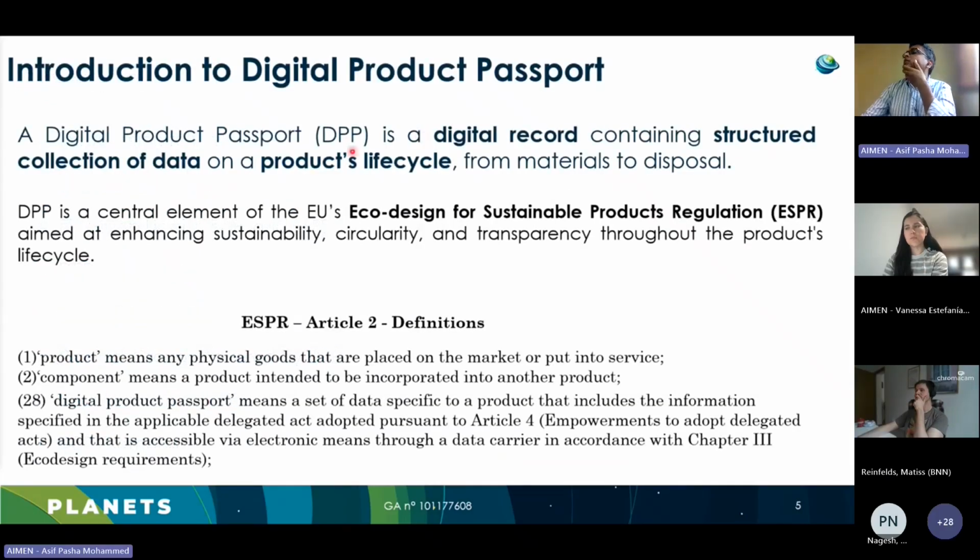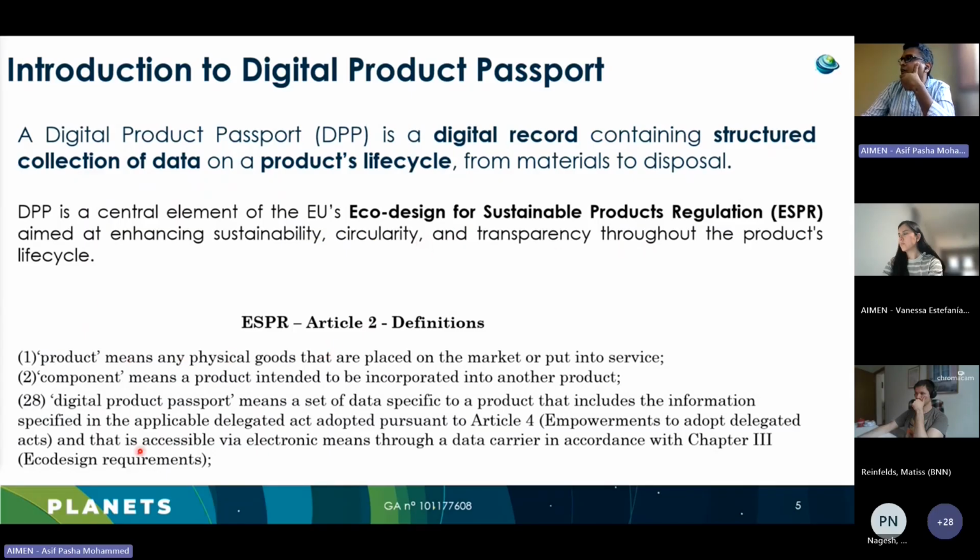Okay, so now the introduction to the digital product passport. The definition is a digital record containing a structured collection of data on a product's life cycle, from raw materials to how to recycle and dispose of it. And this is a central element of the European Commission's ESPR, the Ecodesign for Sustainable Products Regulation, which is in effect now, and which is aimed at enhancing sustainability, circularity, and transparency throughout the product's life cycle.